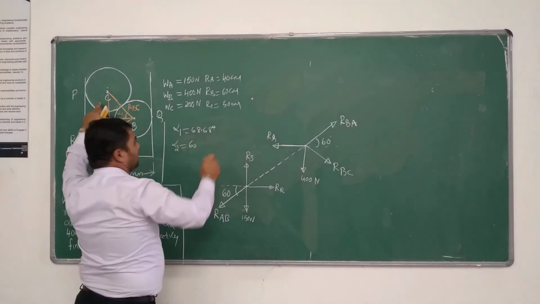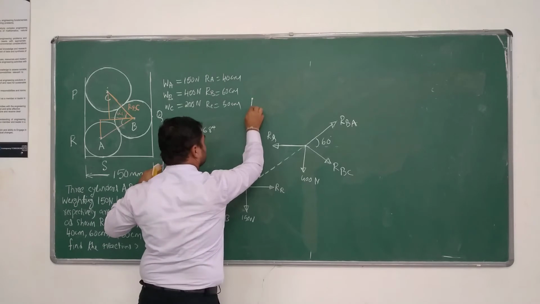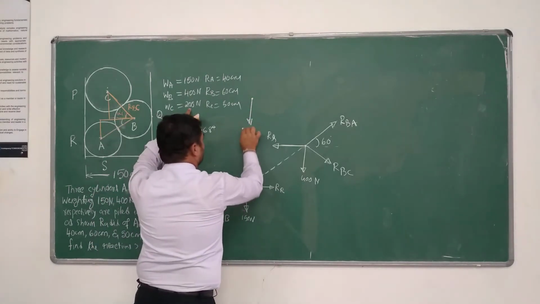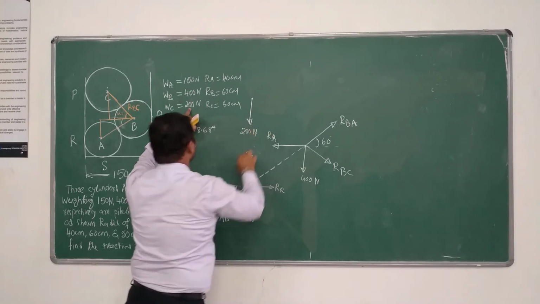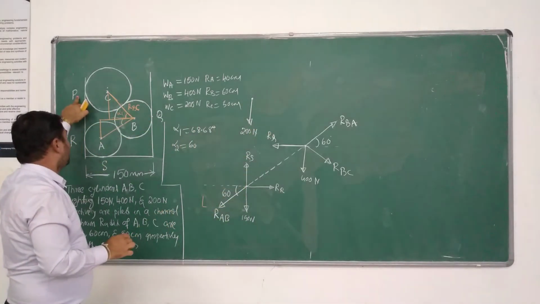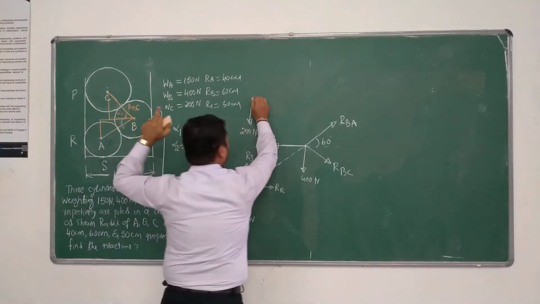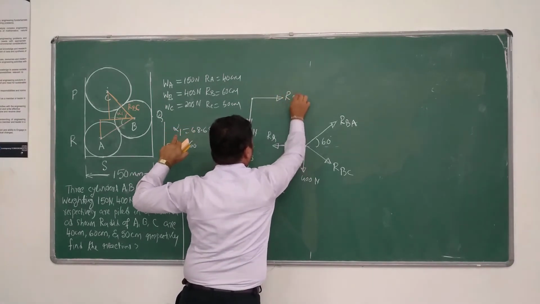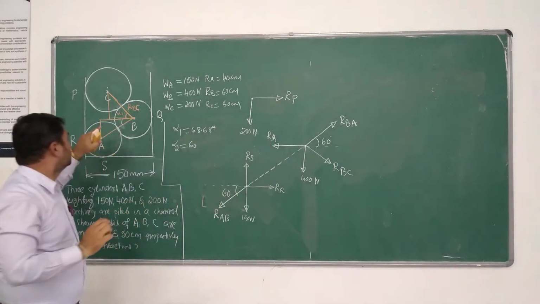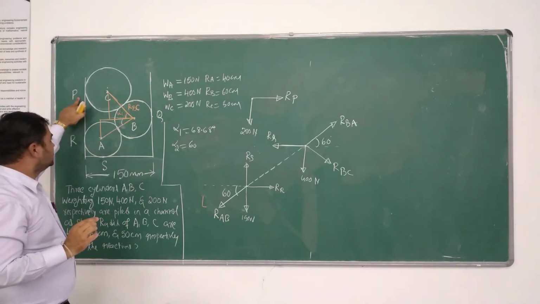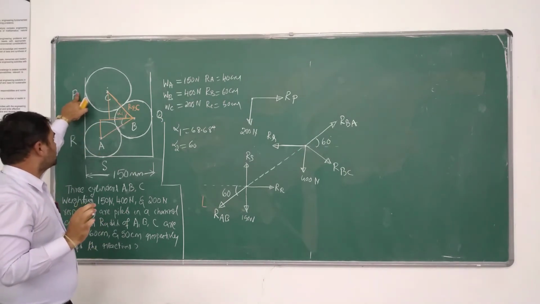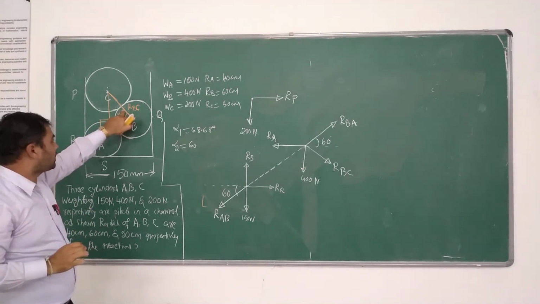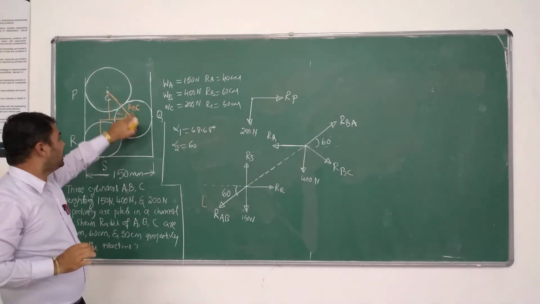So its self weight acting in the downward direction is 200 Newton. Next, the contact reaction at the point P, RP. So it has only 3 reactions. One is at the contact point P, another one is its self weight, and one more is at the contact point between B and C.